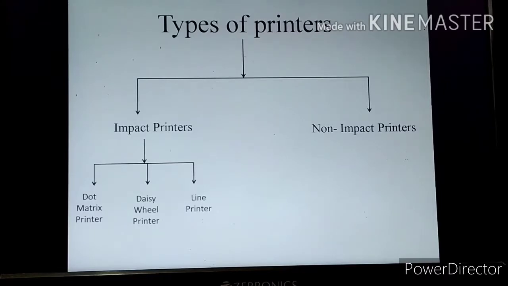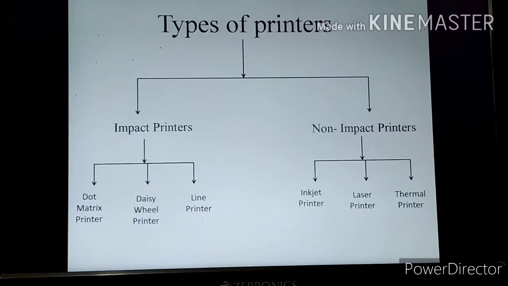Non-impact printer. In this type of printer there is no direct connection between the ink ribbon and the paper, right? There are also different types. Inkjet printer, laser printer, and thermal printer, right?